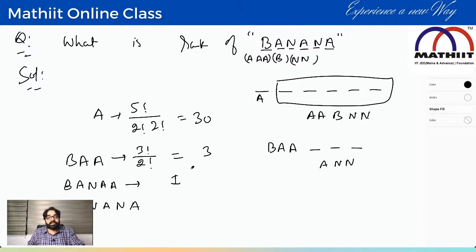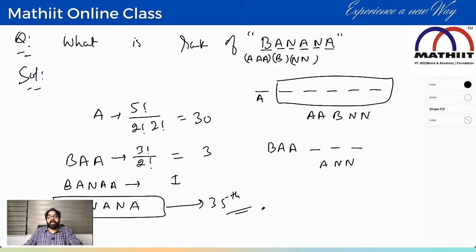So 30 plus 3, 33, 34. So 34 words are above, so this rank will become 35th. Am I clear to everyone? 35th rank. So this is called a rank-based question, and we deal with rank-based questions like that. This is the basic theory of permutation combination we discussed. Now you are free to try any kind of questions.